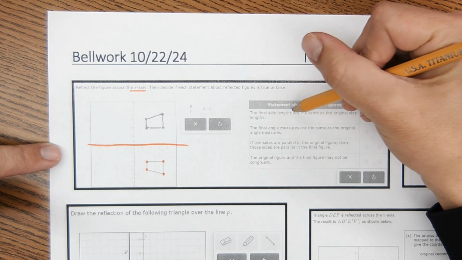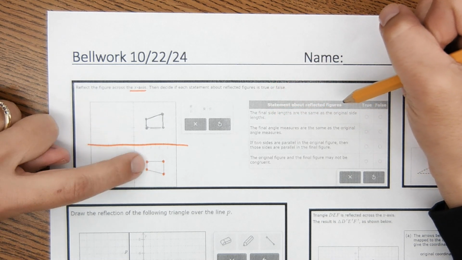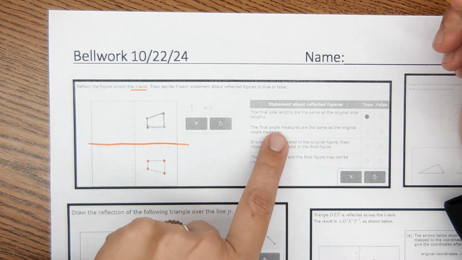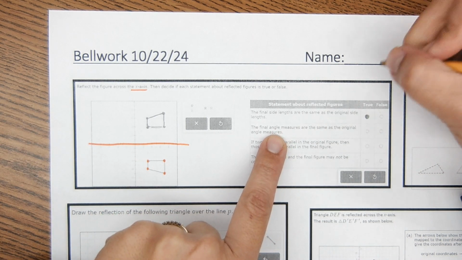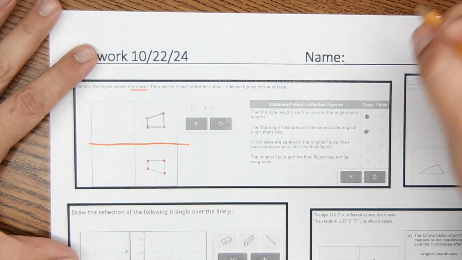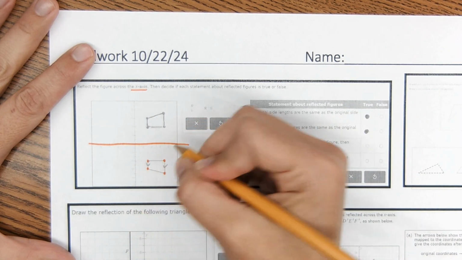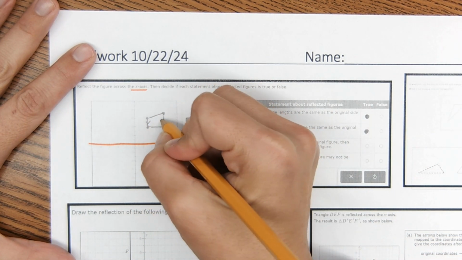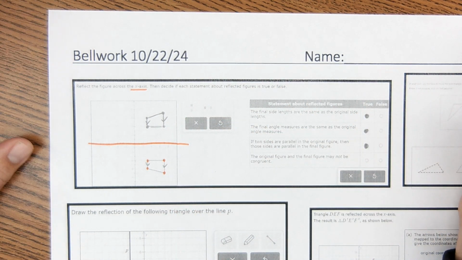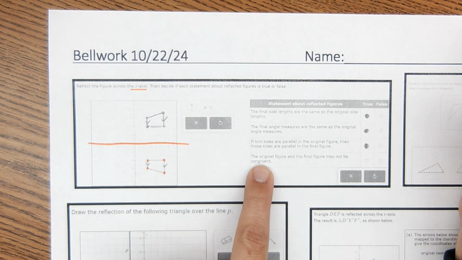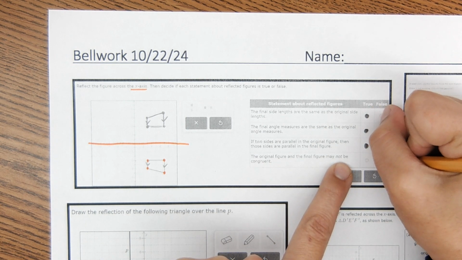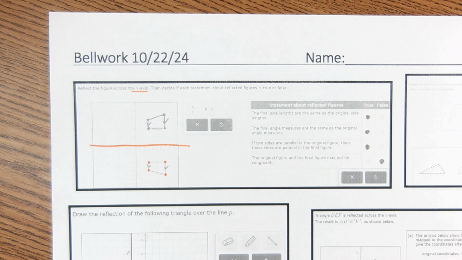So it says the final side lengths are the same as the original side lengths. True. That is true. The side lengths are the same. The final angle measures are the same as the original. That is true. If two sides are parallel on the original, so if this is parallel to this, then this is parallel to this, that is true. Correct. And then the last one, it says the original figure and the final figure may not be congruent. That is false. They definitely are congruent. So we answer that.